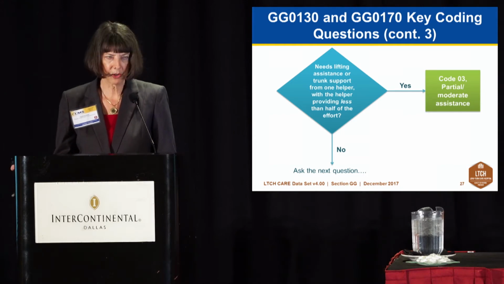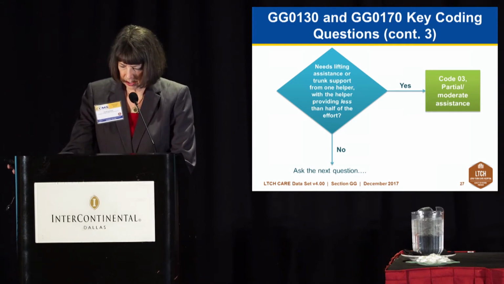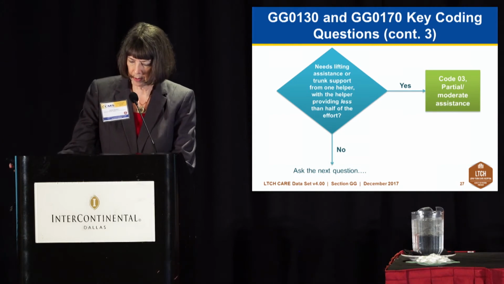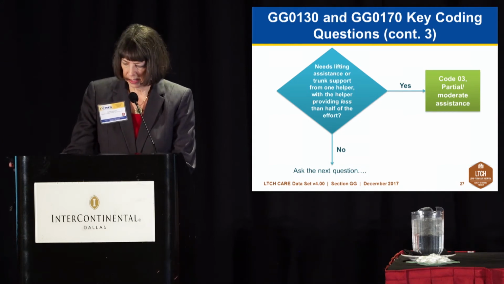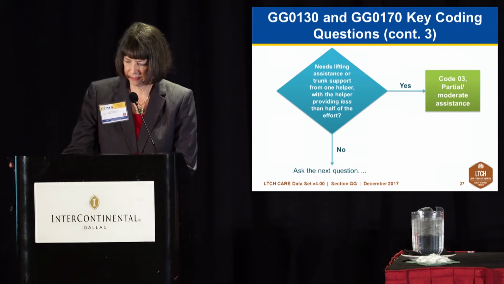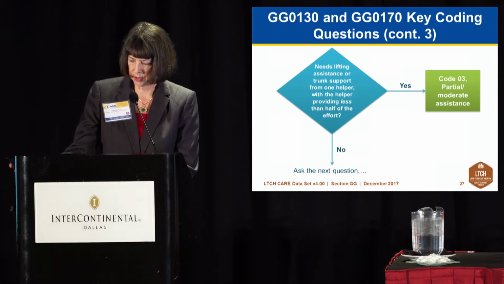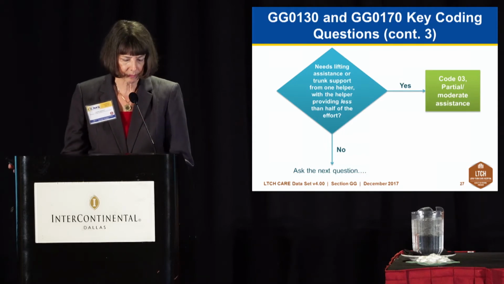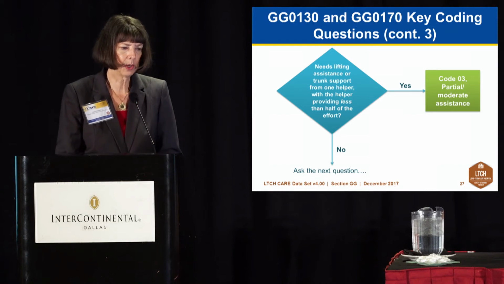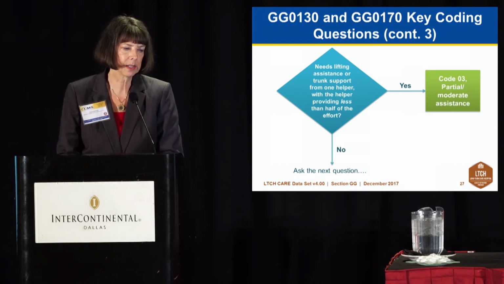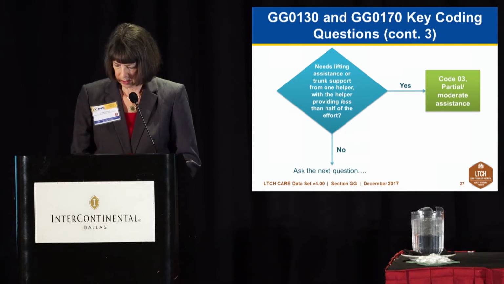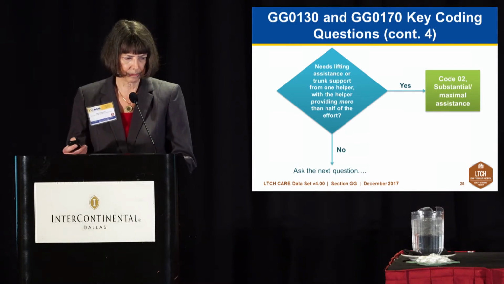And we would ask, does the patient need lifting assistance or trunk support from one helper, with the helper providing less than half the effort? The important distinction here is less than half the effort. So you have to determine and consider all tasks that are part of that activity, and then determine how much the total assistance was required from the helper. So if the answer is yes, you would code 03, partial moderate assistance. If the answer is no, you would then ask the next question.